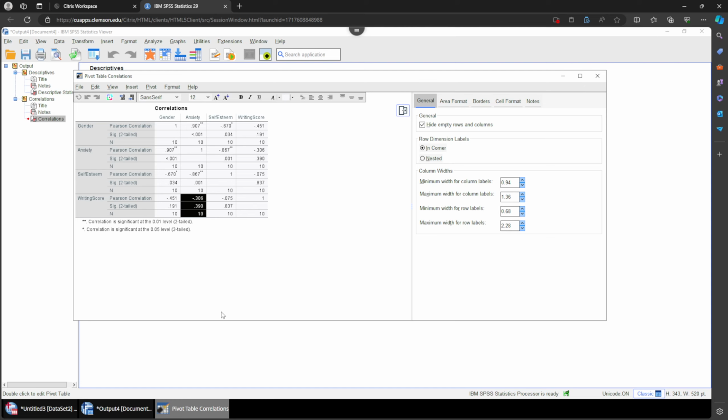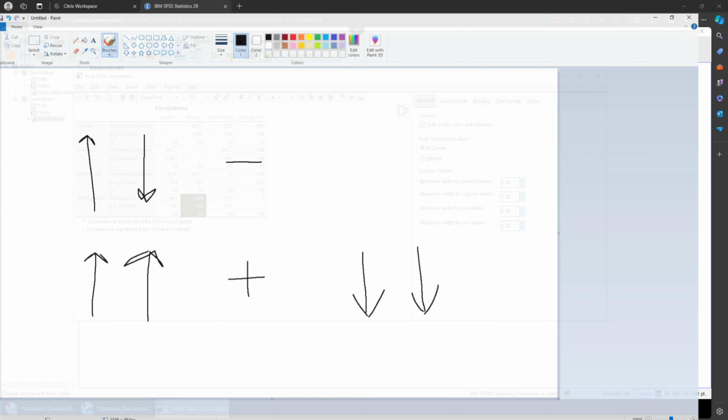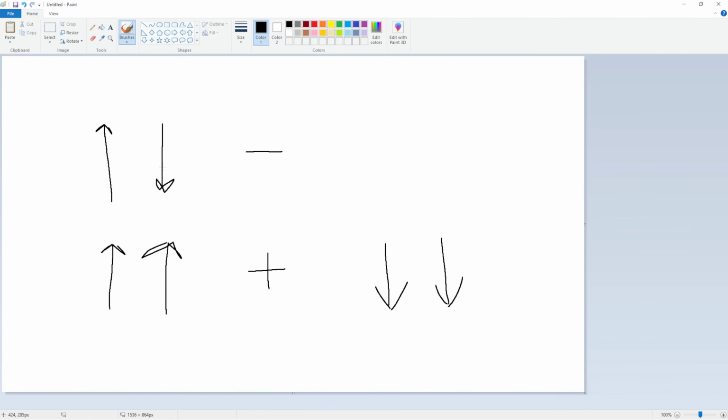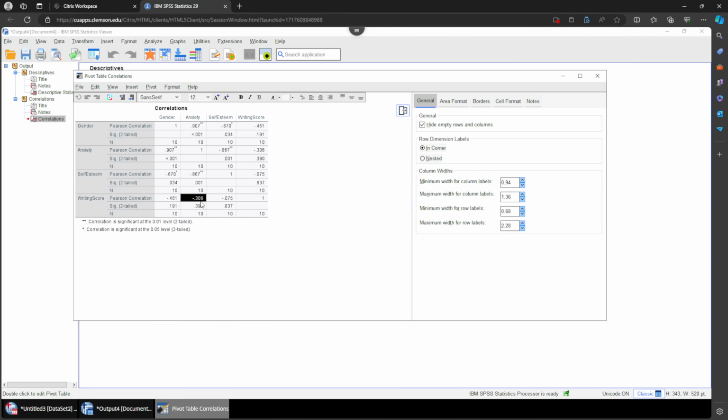So what are we looking for? We have higher levels of anxiety with lower writing scores, higher, lower. We're looking for a negative correlation. We do in fact see that we have a negative correlation.